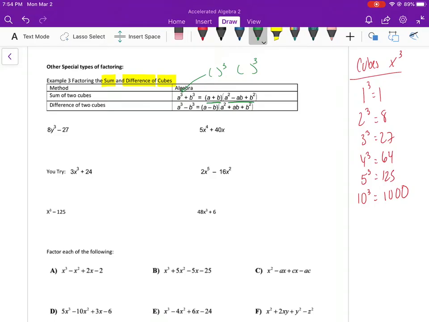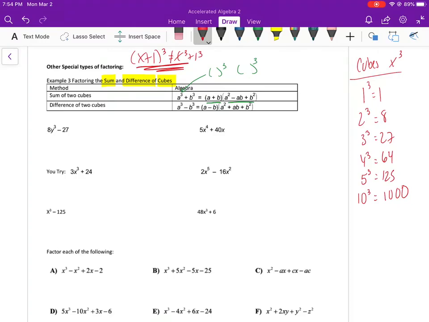And you cannot mistake this for raising a binomial to the 3rd power, right? This is not the same. In fact, I'm going to write it up here. X plus 1 cubed does not mean x cubed plus 1 cubed. They are not equal to each other, right? You cannot distribute that cube to the sum.